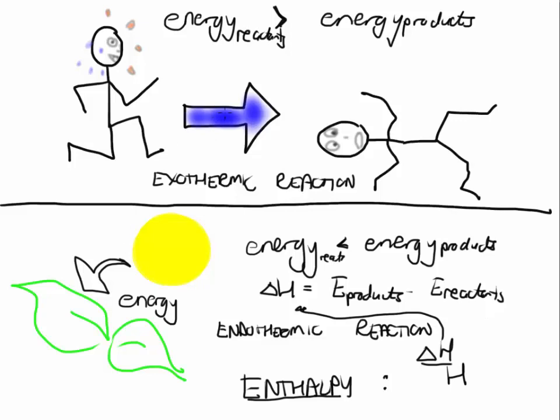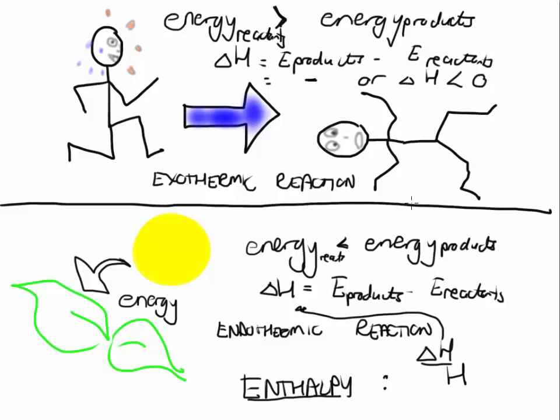If we look at our top picture here, if we use our formula, change in H equals E of the products minus E, or energy, of the reactants, we can see that the energy of the products is smaller than the energy of the reactants. And if we go and look at our formula, this is going to give us an answer with a negative value, or we can say that the change in H will be smaller than 0.